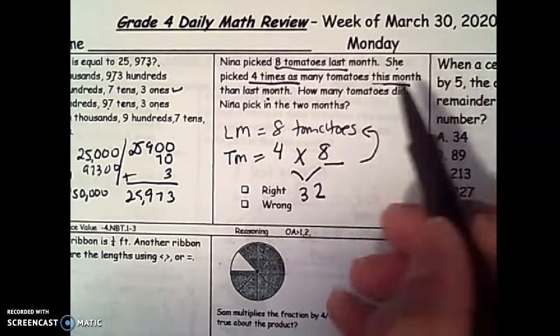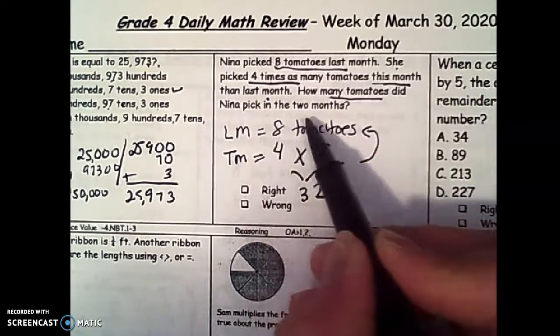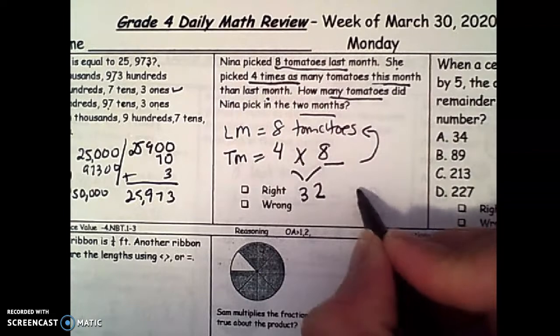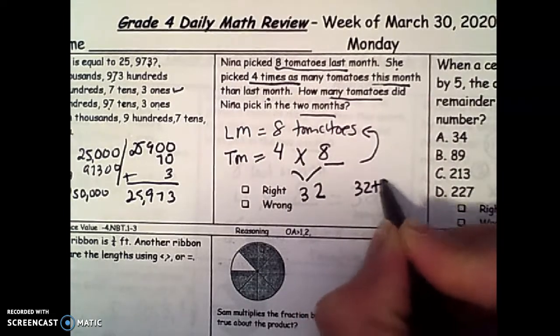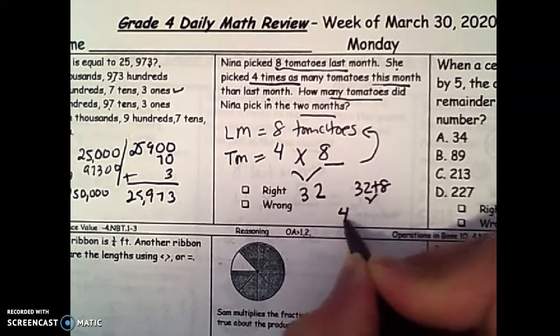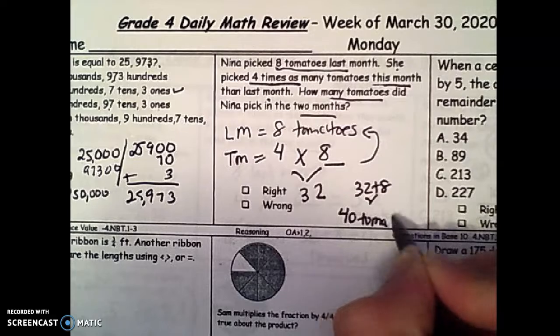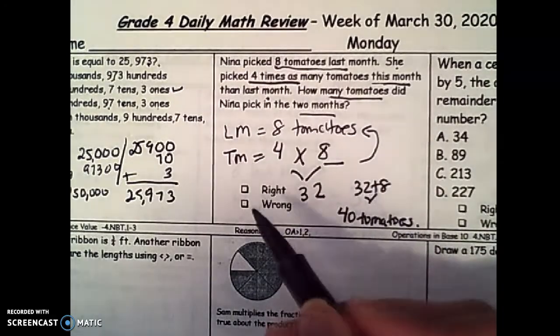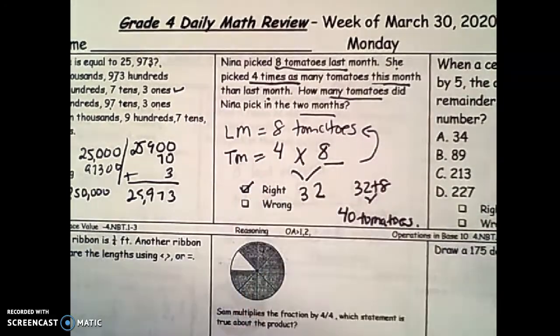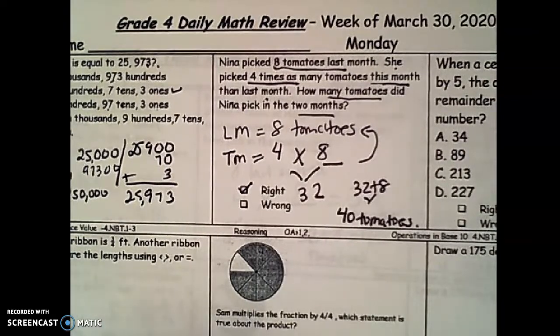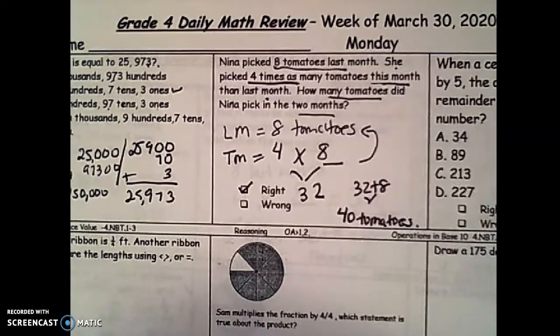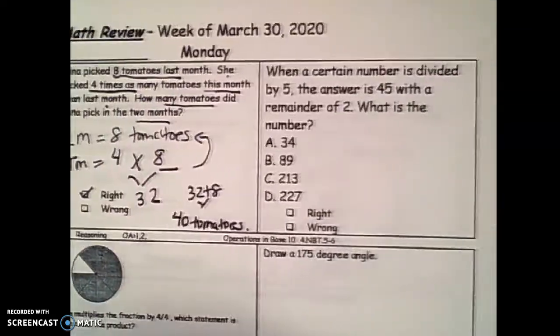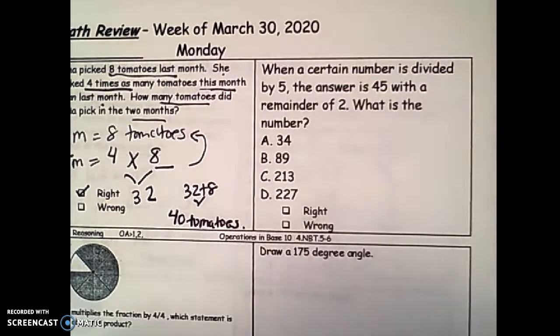Now the final question is, how many tomatoes did Nina pick in the 2 months? So that would be 32 plus 8, which would give us a total of 40 tomatoes. Sounds like a really nice garden there. So let's check off right. If you didn't get it right, go ahead and make a revision now. Okay, let's move it along to the next number.